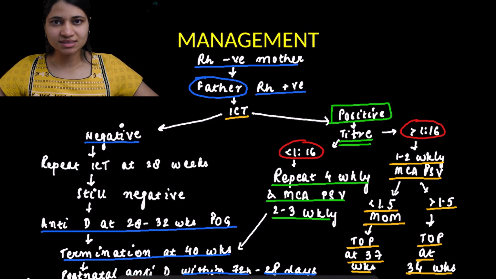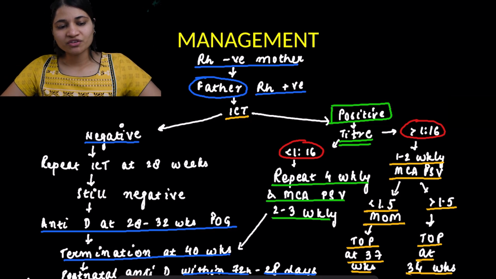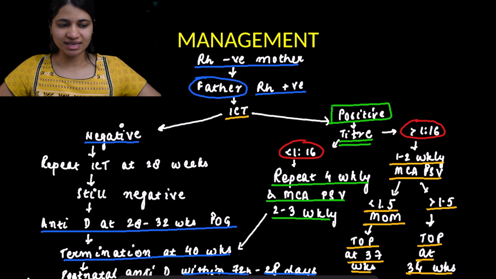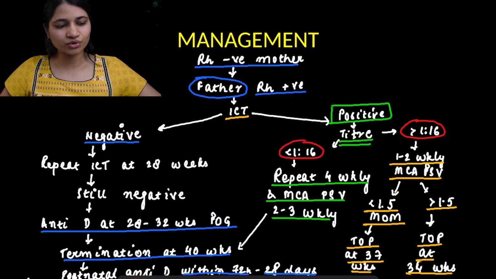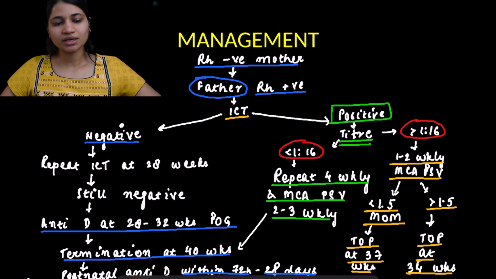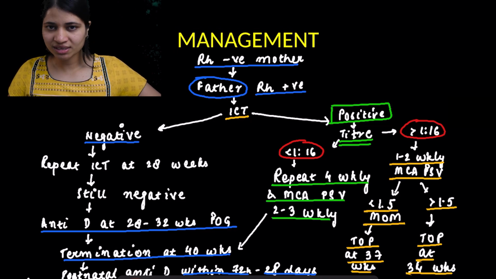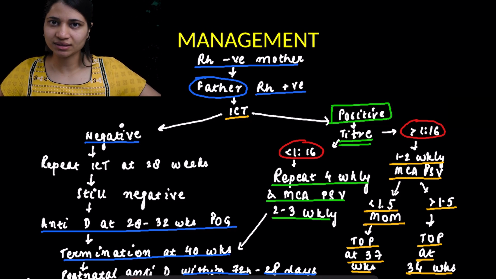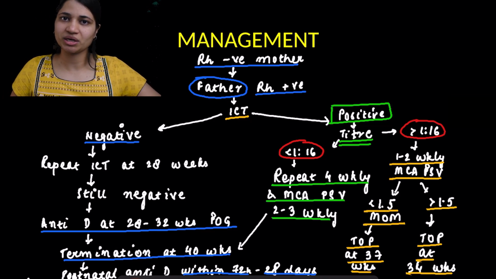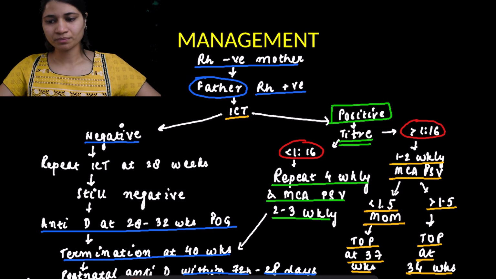So let's again discuss this part of the flowchart. If the ICT is positive, we need to find the titer. If the titer is less than 1:16, we can repeat it 4 weekly and MCA-PSV 2 to 3 weekly and take the pregnancy to term. If the titer is more than 1:16, we will do MCA-PSV every 1 to 2 weeks. If it remains less than 1.5 multiples of median, we can terminate the pregnancy at 37 weeks. But if it becomes more than 1.5 multiples of median, we have to terminate it at 34 weeks.